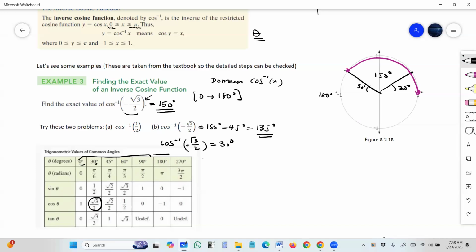So the answer that we need here is 150 degrees. For the cosine on the negative values, it's always 180 minus the positive angle. This is similar to the sine inverse, but the cosine inverse has domain 0 to 180, whereas the sine inverse had it from minus 90 degrees to 90. So that we have to memorize. So this is the cosine inverse function.